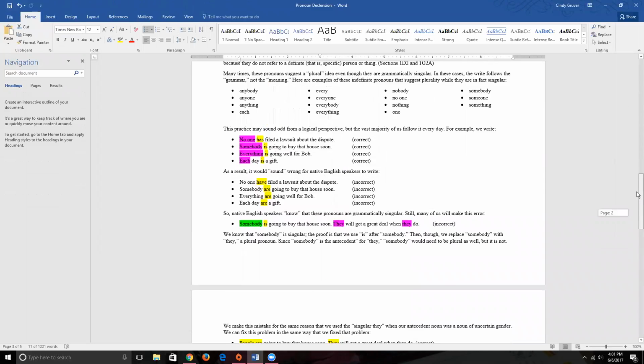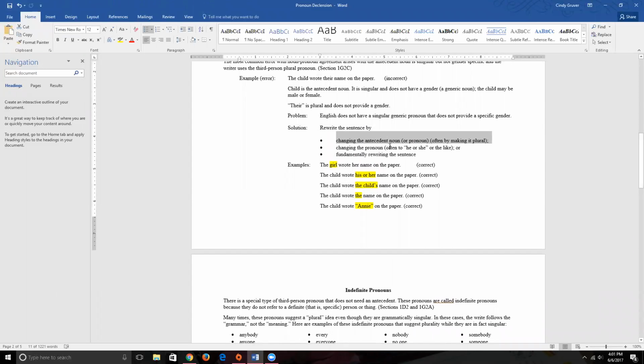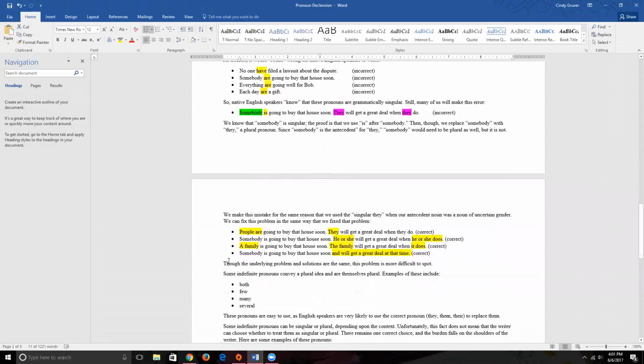Now we're going to talk about our second strategy, which is to change the pronoun, or to replace the pronoun with something else. And that's what we're doing here. We're replacing the they that was incorrect with he or she. Somebody is singular, he or she is singular, so we're good.